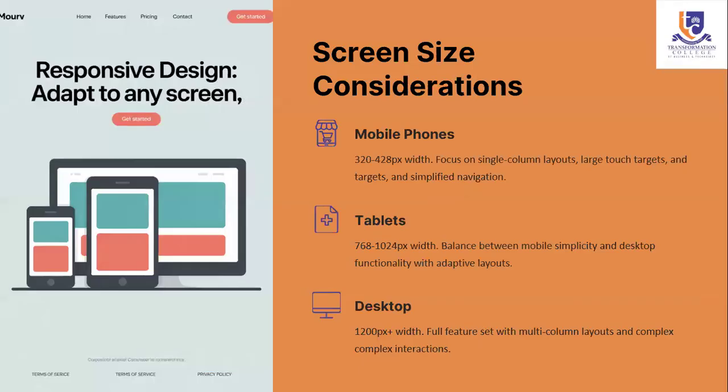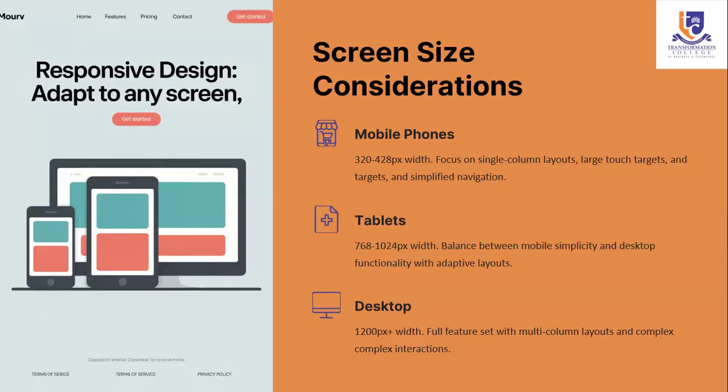Screen size consideration, like I said: mobile, tablet, desktop, they are very different, and the way you build for them is very different. For mobile, 320 to 428 units wide, you have to know how to resize the images. Focus on a single column, that's just one layout, with flat text, targets and simplified navigation.